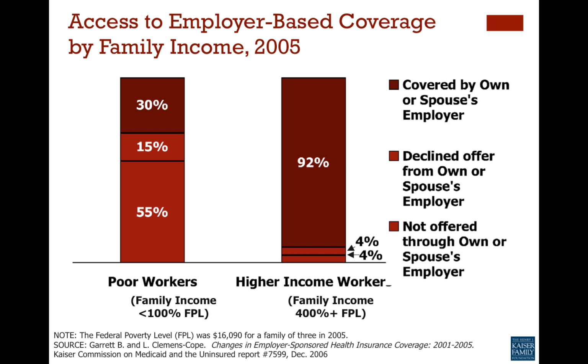And this again is just looking really at those extremes. So for poor families who are working, where an individual in the home is working, the vast majority of them are not offered health insurance through either their own or their spouse's employer. About 15% declined their offer from either their own or their spouse's, usually because they had one or the other and they didn't want to have both because of the cost sharing. And only 30% were covered by their employer. Versus high income workers, where 92% were covered either by their own or their spouse's employer, and only 4% were not offered health insurance.